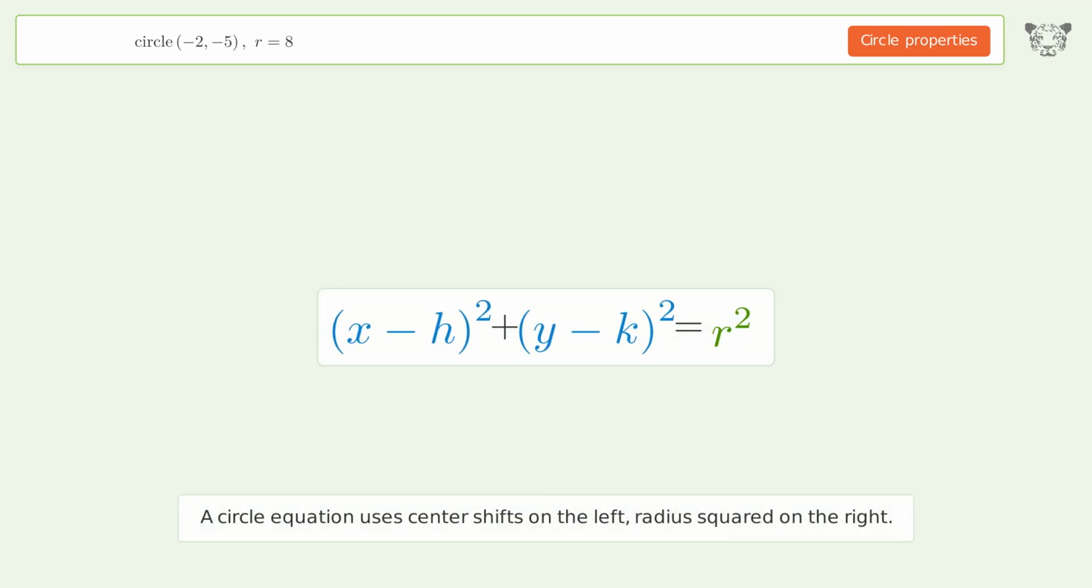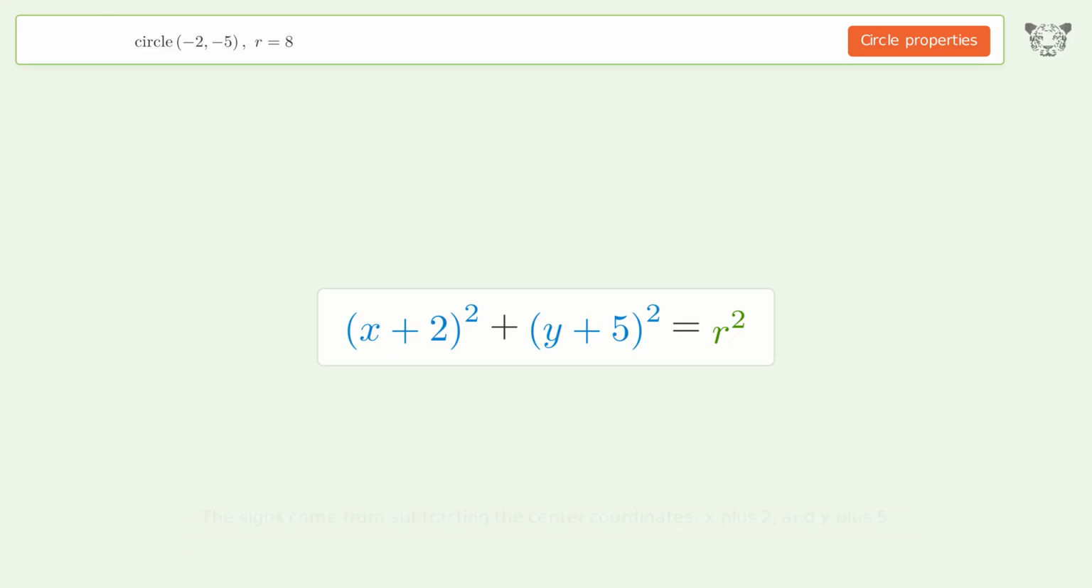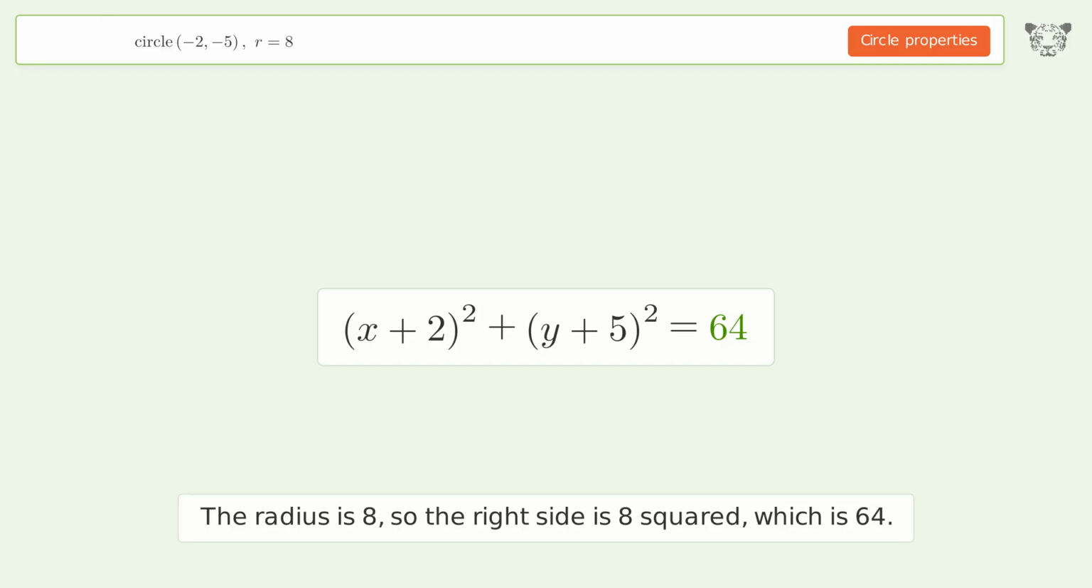A circle equation uses center shifts on the left, radius squared on the right. The signs come from subtracting the center coordinates: x plus 2, and y plus 5. The radius is 8, so the right side is 8 squared, which is 64.